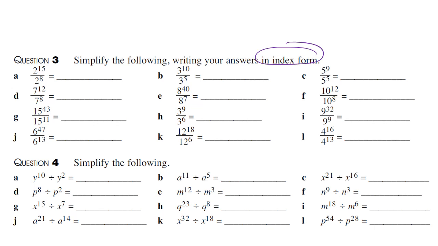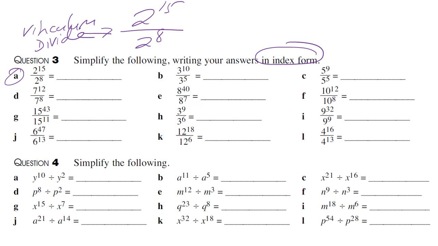I'm just going to do 3a, 2 to the power of 15 divided by 2 to the power of 8. Remember, this fraction line, or we call it the vinculum, what does that mean? It just means divide. Alright? So if there is a line in the middle of a fraction, it just means divide. So it's 2 to the power of 15 divided by 2 to the power of 8. Same base, what do you do? You minus the power. So 2, 15 take 8. Alright, so what would your answer be? It would just be 2 to the power of 7. Okay? Let's do question 4.